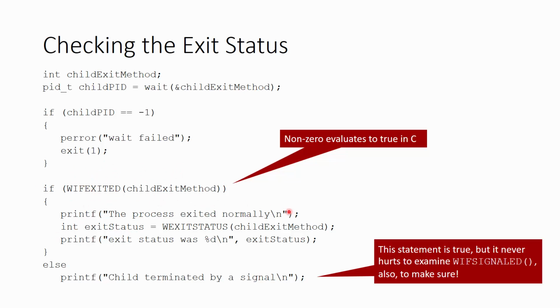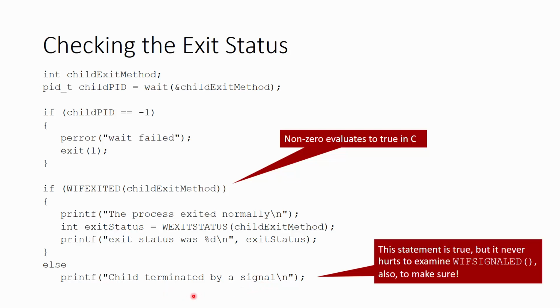The process exited normally, and now, and only in this case, can we call exit status on this thing and get a value that makes sense. Exit status is actually the exit status, and we can output that. Otherwise, if exited was 0, then we know that the child was terminated by a signal, and we could then call wterm sig down here to get what that is.